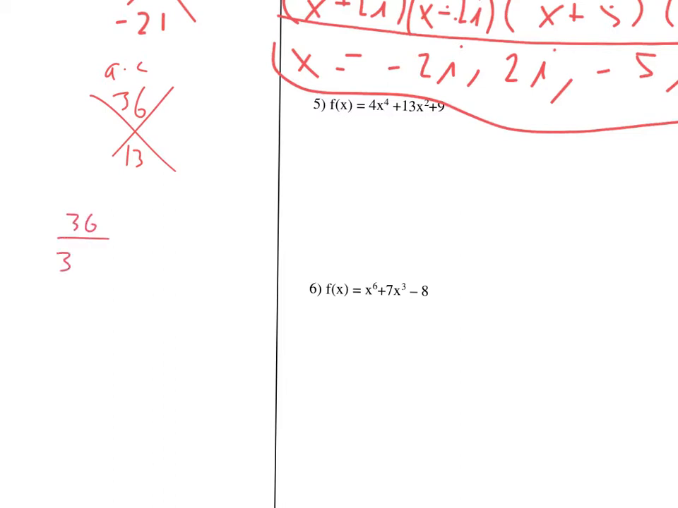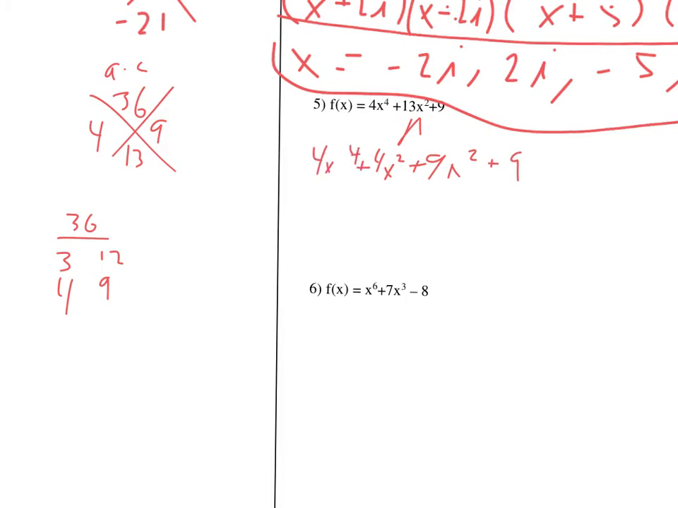36 is 3 and 12, right? That's not going to work. 4 and 9. Oh, that does work. Okay, so positive 4, positive 9. Now we do need to use the grouping here. So I'm going to put 4x squared and 9x squared there, plus 9.